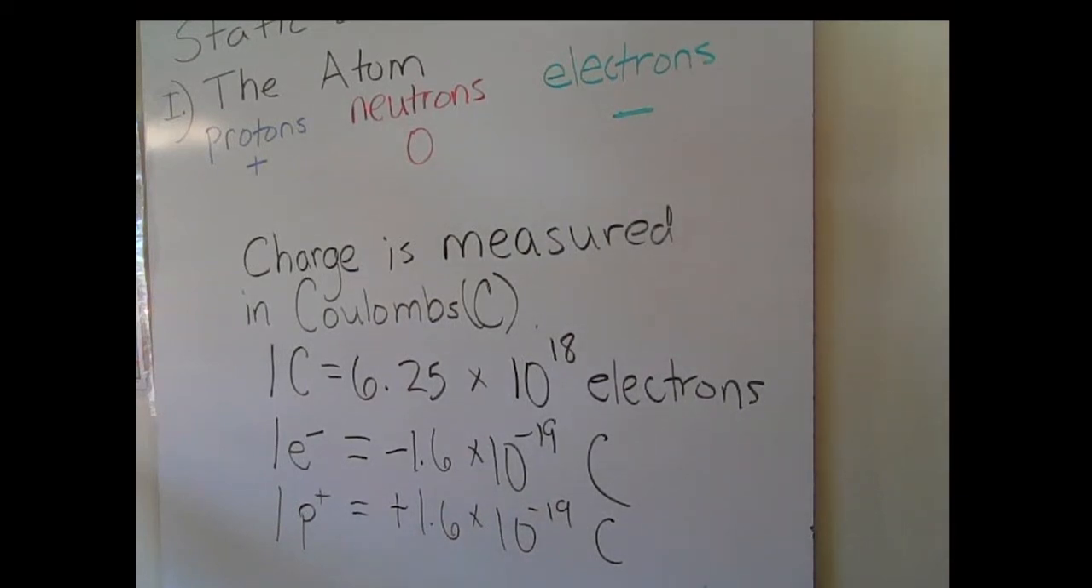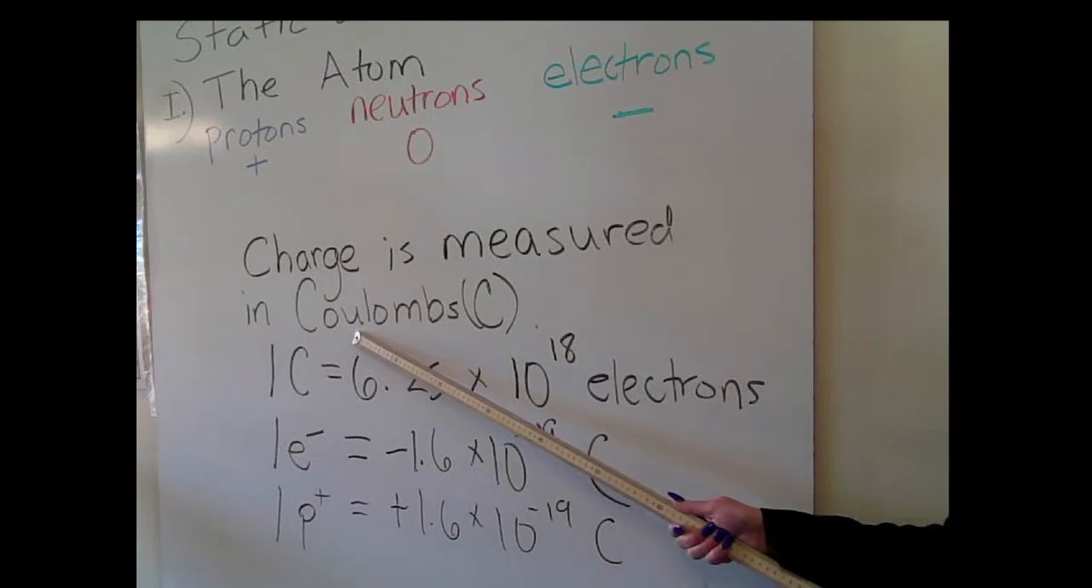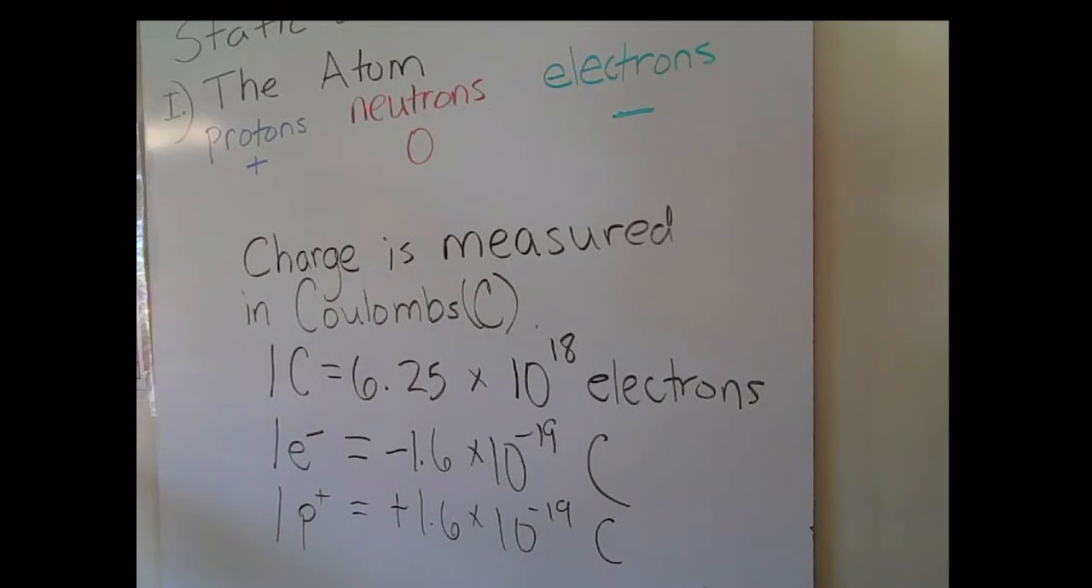Charge on an object is measured with the SI fundamental unit of coulombs. And 1 coulomb is enough charge to electrocute a human and possibly cause death. Because it's such a large quantity, we often use microcoulombs or nanocoulombs.